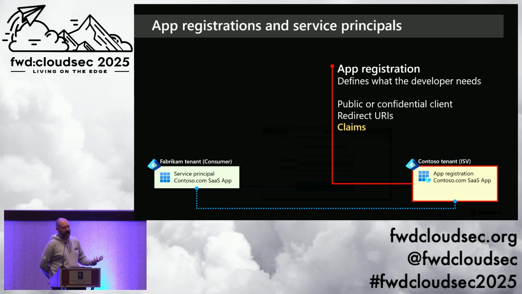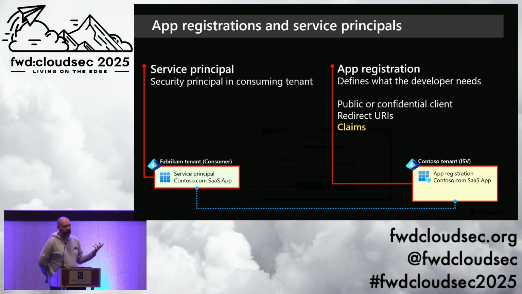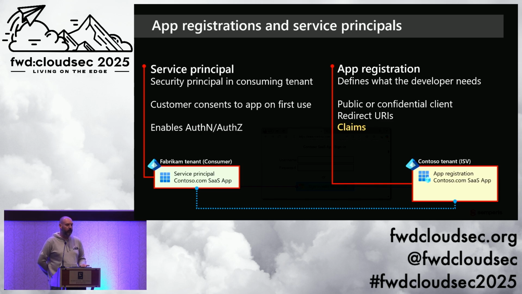So the developer will essentially say, these are the claims I want from the identity provider, from Entra, when I'm getting that ID token. And then our service principal is the security principal in the consuming tenant, and this is the thing that the customer consents to for the application on first use, and effectively enables authentication and authorization against that consuming tenant.